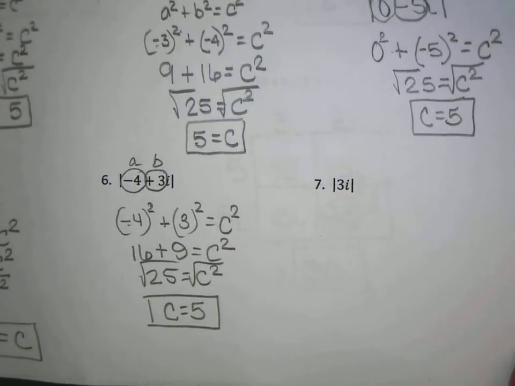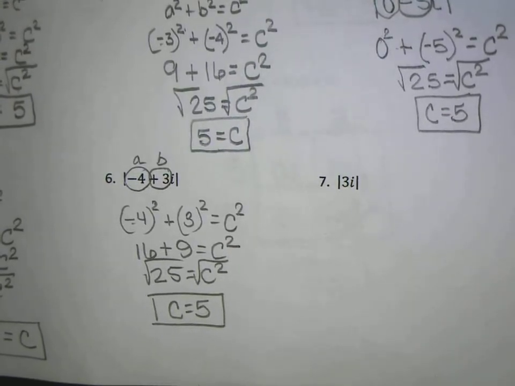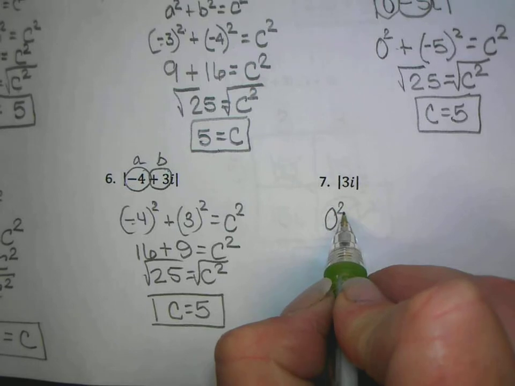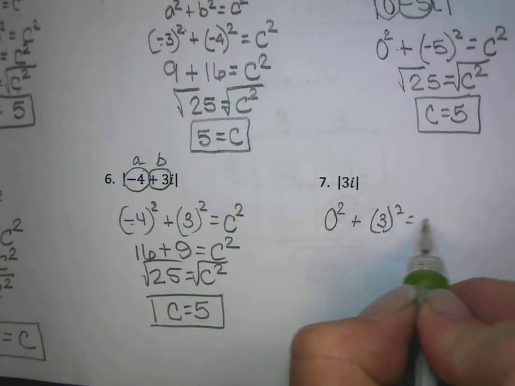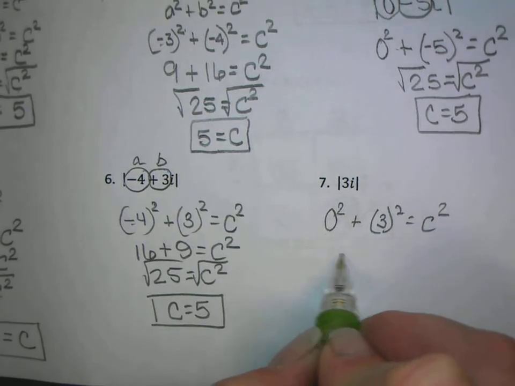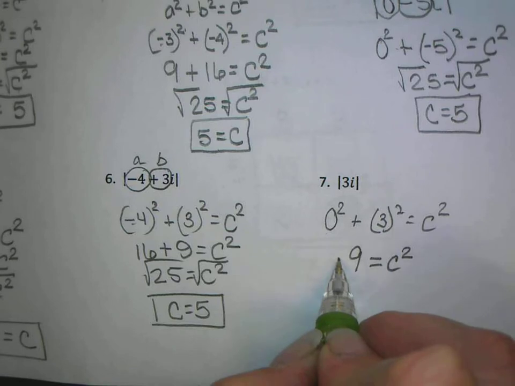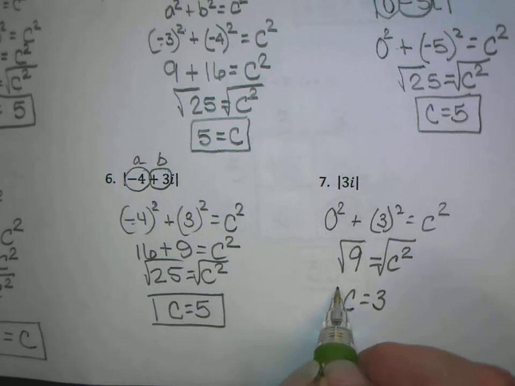And lastly, number 7, go ahead and do that one out. All right, a on this one is just 0, so it's going to be a squared plus 3 squared equals c squared. So 0 squared is 0, so it's basically 9 equals c squared. You're going to square root both sides. c equals 3, and you're done.